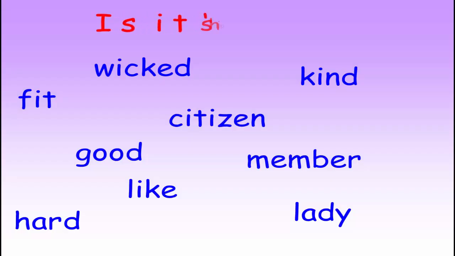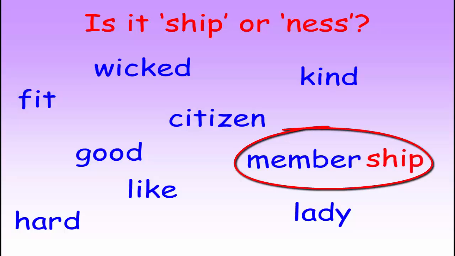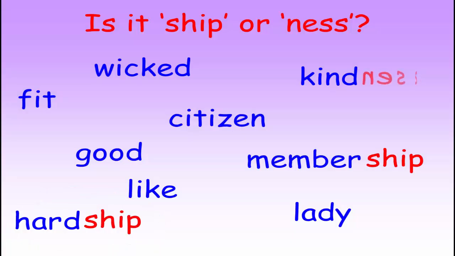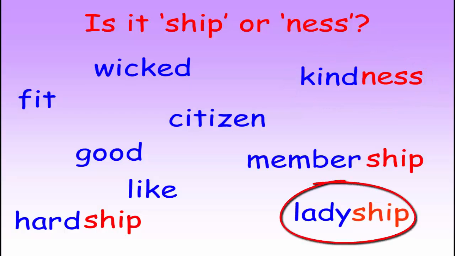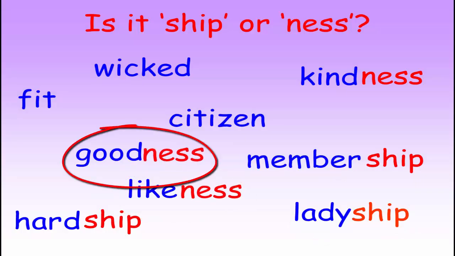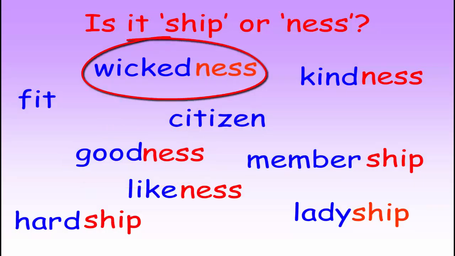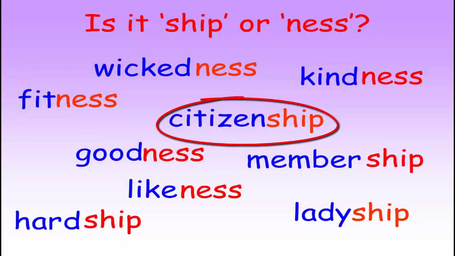What about the following words? Is it ship or ness? Yeah, you're right. Member will be membership. Hard will be hardship. Kind will become kindness. Lady will be ladyship. Like will be likeness. And good will become goodness. Wicked, wickedness. Fit, fitness. But citizen will become citizenship.